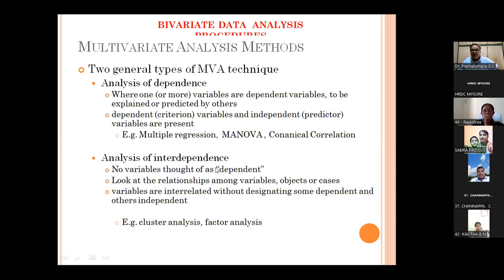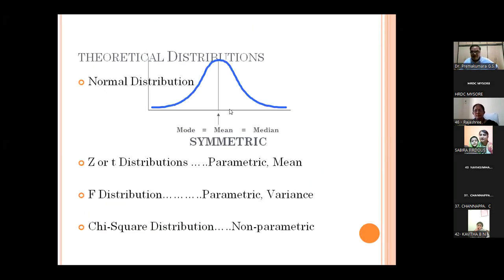Whereas in the analysis of interdependence, we go with cluster analysis, factor analysis, structural equation modeling. So these are the techniques we have. Based on the data and based on the necessity and appropriateness, you have to choose appropriate techniques. That is the only intention of showing these things.